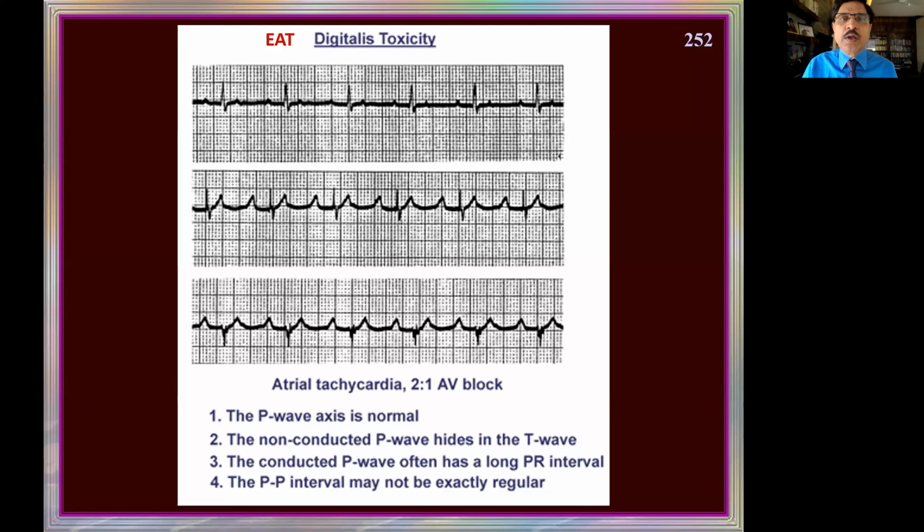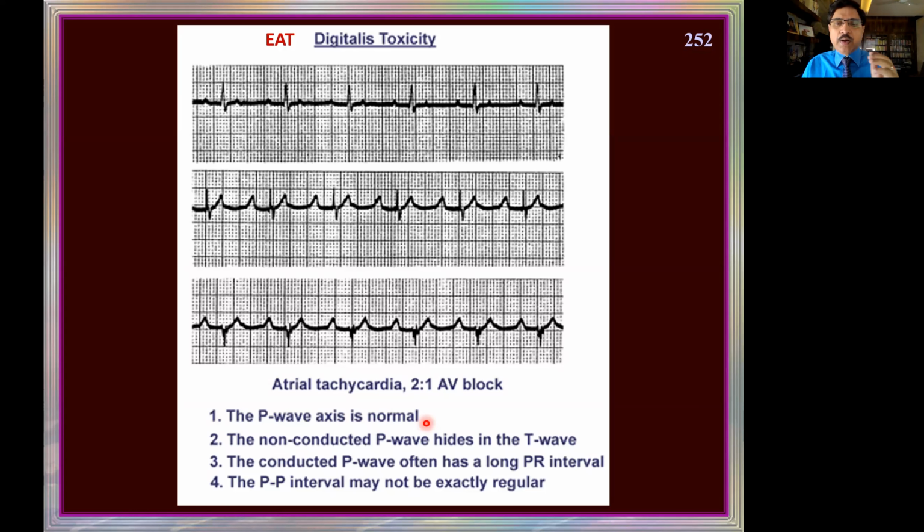That also we have found. This is the PP interval, and this is the next PP interval. Then this is not exactly regular. So all the four conditions are met. The P axis is normal because the impulse has originated in the atria. It tells us that the ectopic impulse is coming from the atria.